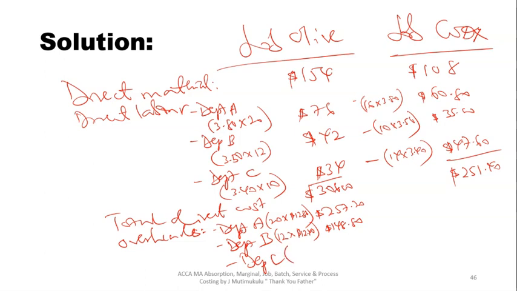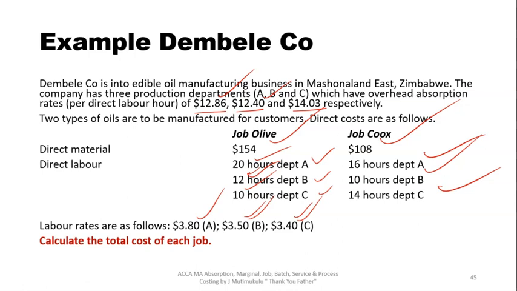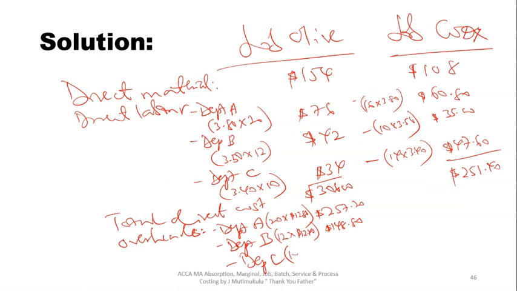Then for department C, that's 10 hours at $14.03, and we get 140.30. So you can see that the total direct cost plus overhead for this product Olive should come to 852.30.